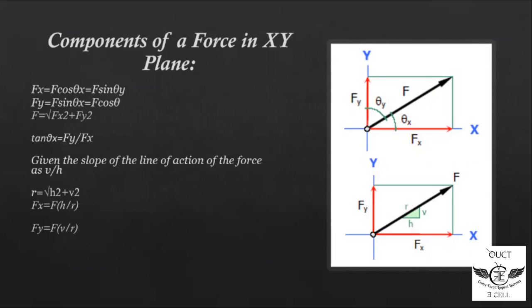And its resultant F is given by the square root of Fx squared plus Fy squared, and the angle tan theta x is equal to Fy by Fx. The slope of the line of action, which is shown in figure 2, is given by v by h, where r is equal to the square root of h squared plus v squared, according to the Pythagoras theorem. Fx is equal to F times h by r, and Fy is equal to F times v by r.